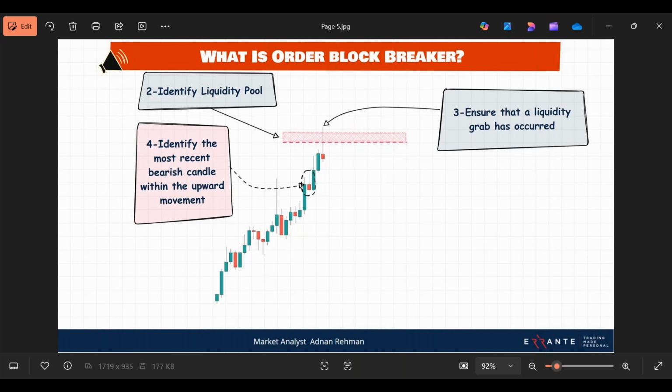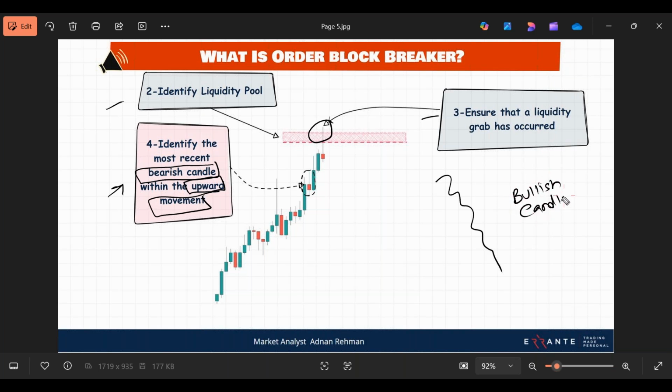Again, as I said, the gray ones are from the previous slide, and the red one you need to focus on. After we have got this liquidity grabbing done, the next step is to identify the most recent bearish candle. In an upward movement, you need a bearish candle, and in a downward movement, you need a bullish candle, some sort of a candle over here that is bullish. This is what you need.